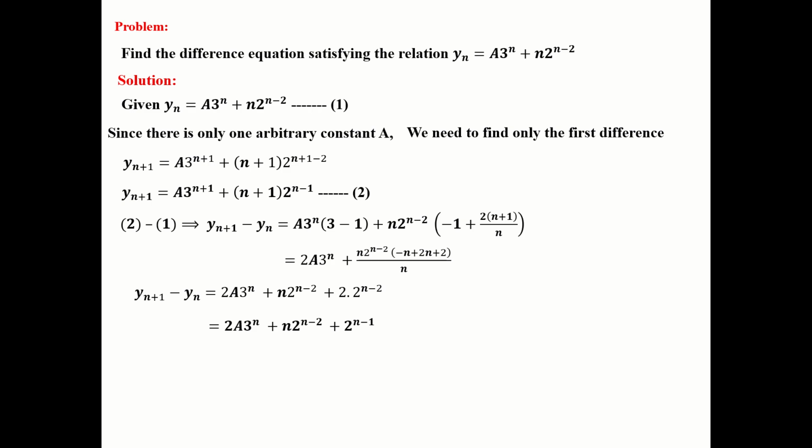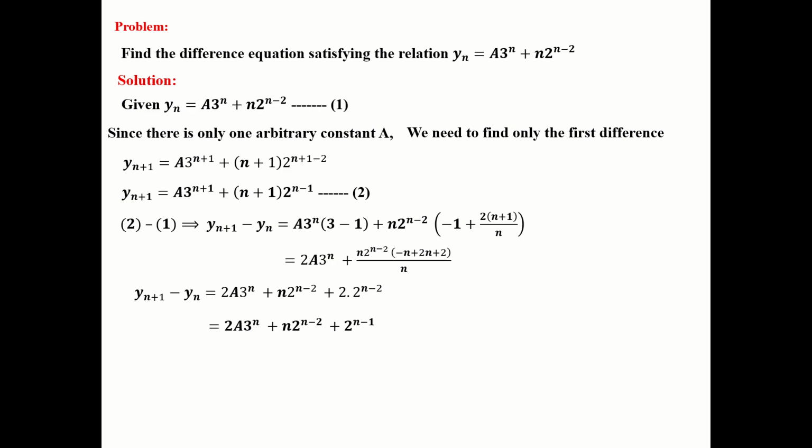2n minus n, you will get n. So you are having n plus 2. So n plus 2 means 2 into n into 2 power n minus 2. So n gets cancelled. And second term, you are having 2. 2 into n gets cancelled, 2 power n minus 2. Right? So that is equal to 2 into a 3 power n into 2 power n minus 2.